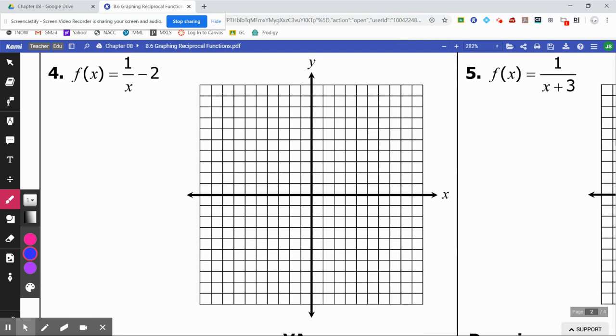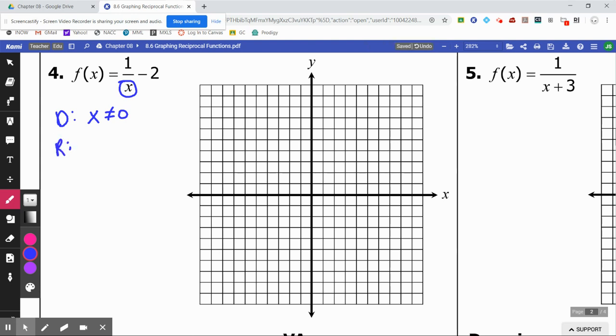Okay, on number 4, we're asked to graph this function and then identify the domain, range, and the asymptote lines. We can start out with the domain very easily. We cannot have a value on the bottom of a fraction equal to 0, so therefore x, there's no way it can be 0. That's going to be your domain restriction.